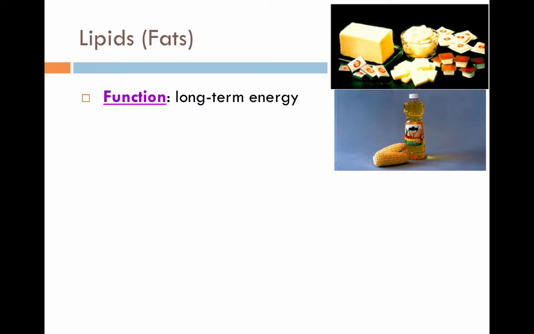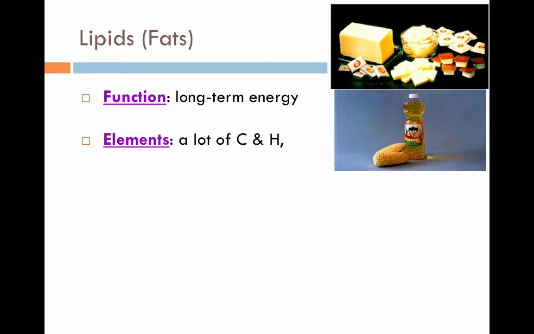Lipids are long-term energy. Do you remember how carbohydrates were short-term energy? Lipids are long-term, meaning if you eat a stick of butter, you're going to have energy for a pretty long time. If you drink some oil, you'll have energy for a pretty long time. You're not going to get that quick burst like you would with sugar, which are carbohydrates, but you'd have sustained energy. You'd have it for a pretty long time.